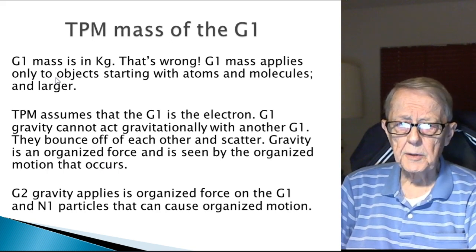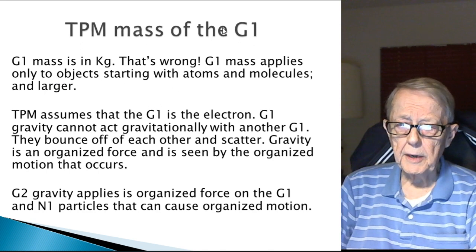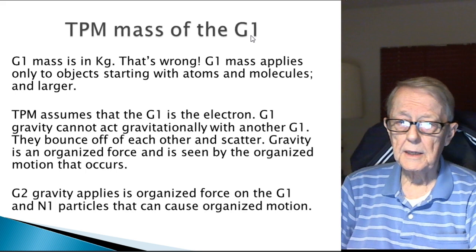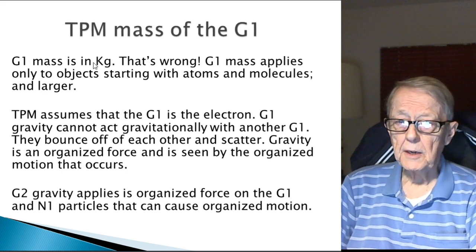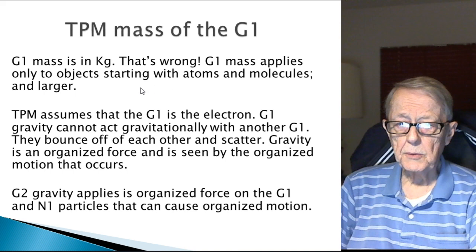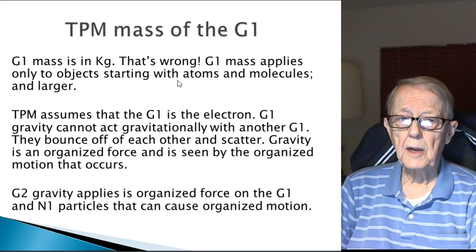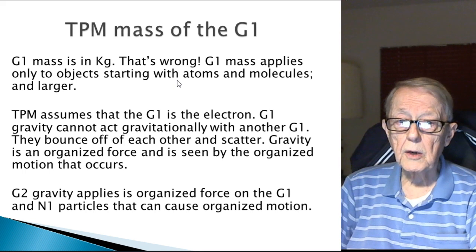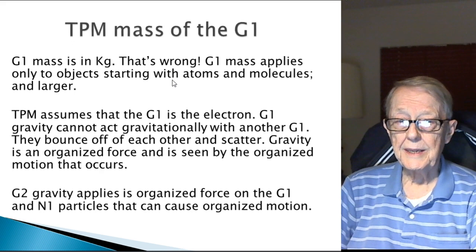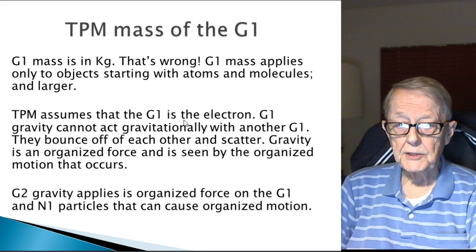G1 mass, the mass of the G1, if you remember, the G1 particle replaces the electron, and it has no charge. But they're saying the G1 mass is in kilograms, and that's wrong. The G1 mass applies only to objects starting with atoms and molecules and larger. It just doesn't work. According to the particle model, you can't measure G1 in kilograms. So the particle model assumes that G1 is the electron.